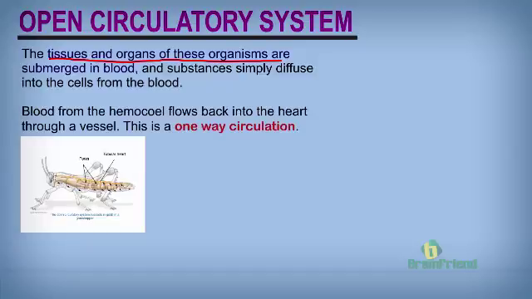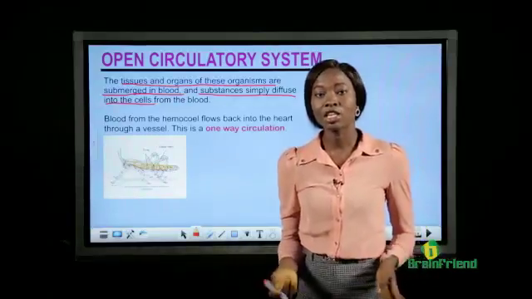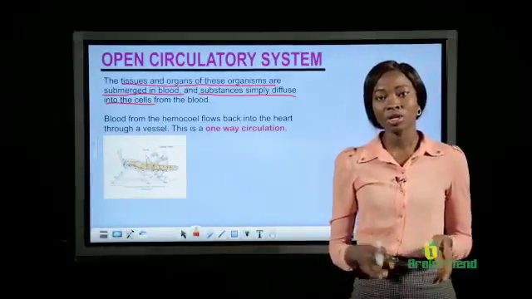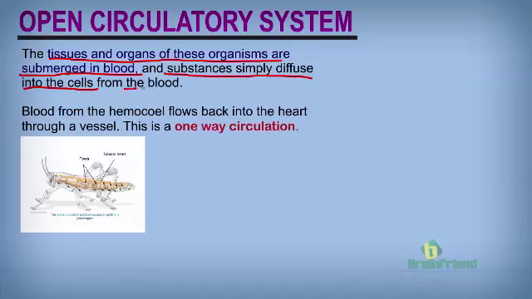That is how the organs and tissues in the bodies of these organisms are submerged in the blood. Because the blood does not pass through so many channels, it just opens into spaces in the bodies of the organisms. The organs and the tissues are just submerged in the blood. By these mechanisms, substances simply diffuse out of the blood into the cells, and of course, substances will diffuse out of the cells of this tissue into the blood.